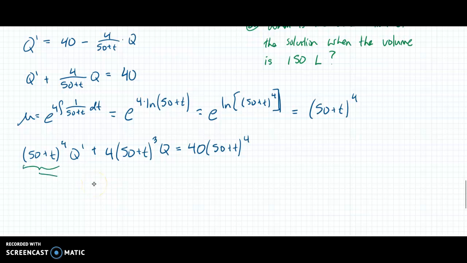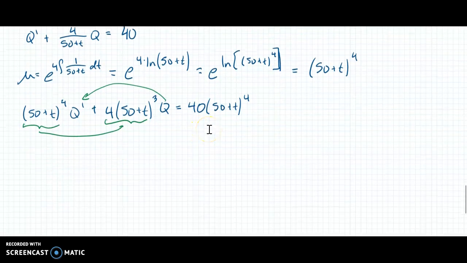This derives to that. Do you see the chain rule? It's 4 cubed, right? And the derivative of the t is just 1, so it doesn't change it. And then this derives to that. So it does exactly what we want it to do, which is great.